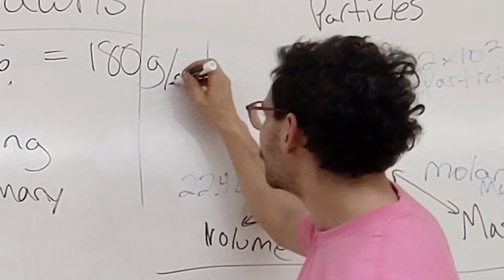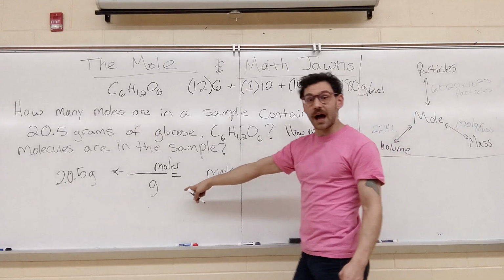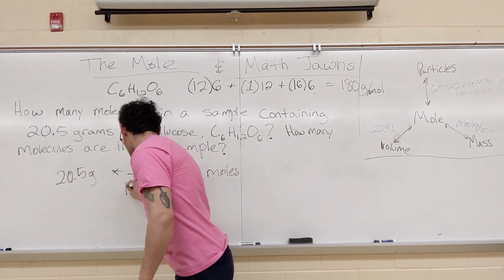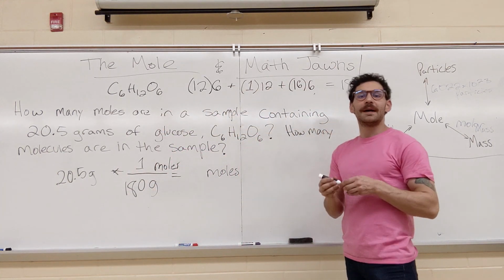Or we can assume 1 mole. Well, I don't want it that way. I want to flip it. I want grams in the denominator because they're the units we're trying to cancel out. So I'll pop my 180 down there. I'll put a 1 up there, and I'm ready to do some math.